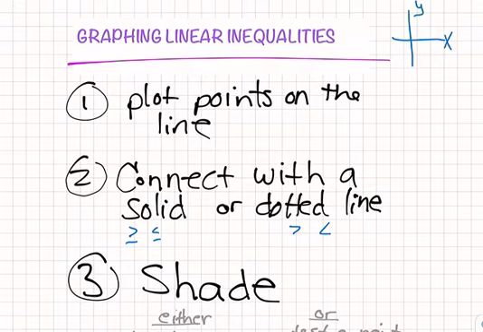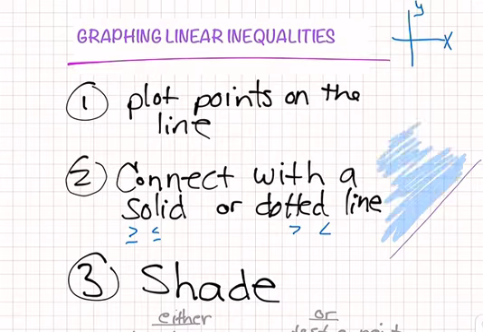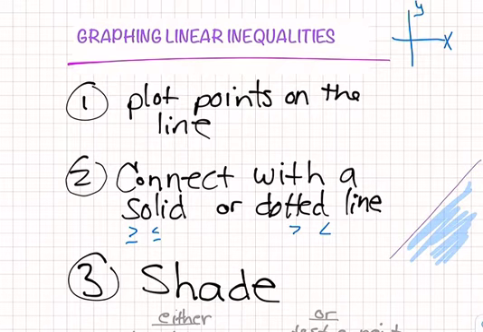The last thing we're going to do is shade one side of that line. What I mean is, if I have this line, I need to decide if I'm going to shade this half of the entire plane or this half of the entire plane. That line could be vertical, horizontal, diagonal, whatever, and that would be the case.